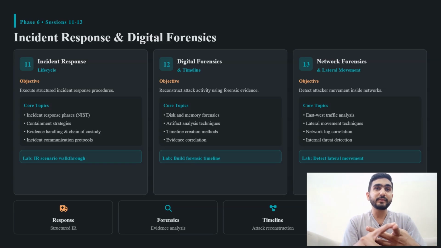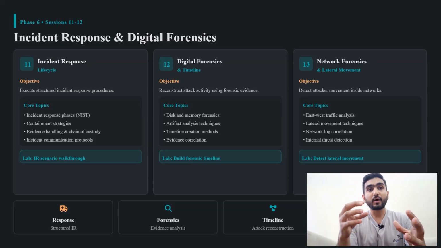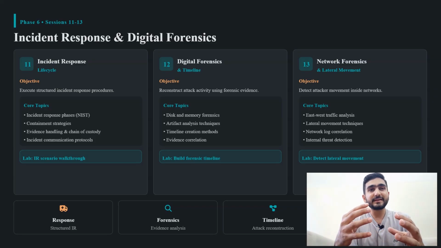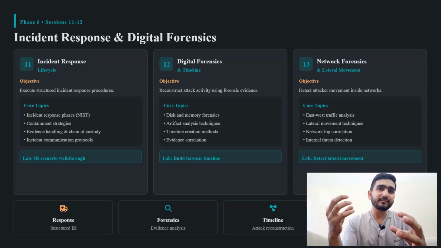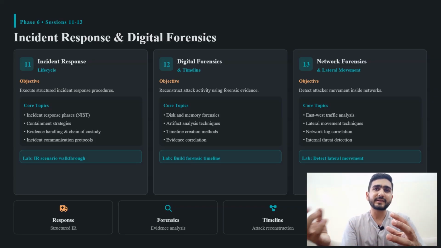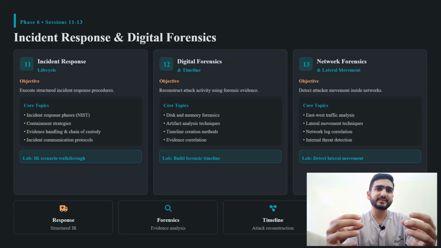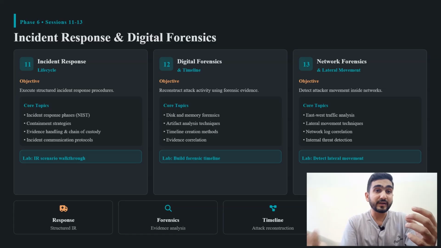Session 13 will also cover digital forensics, but on the network and lateral movement detection. It will be focused on the traffic inside the network, how attackers can move from one system to another, and how to understand unusual connections, protocol abuse, login failures, brute force, and lateral movement.